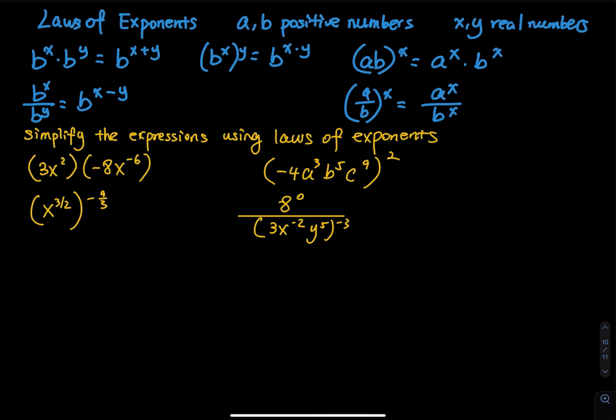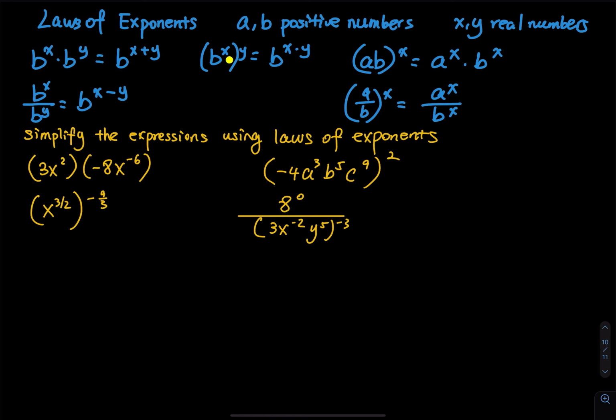Laws of exponents. A and b are positive numbers and x and y are real numbers. So the first one, we have the same base b and base b. B to the x times b to the y, so they have the same base. You just add the exponents. The next one, b to the x divided by b to the y, they have the same base. So in this case, you subtract the exponents.